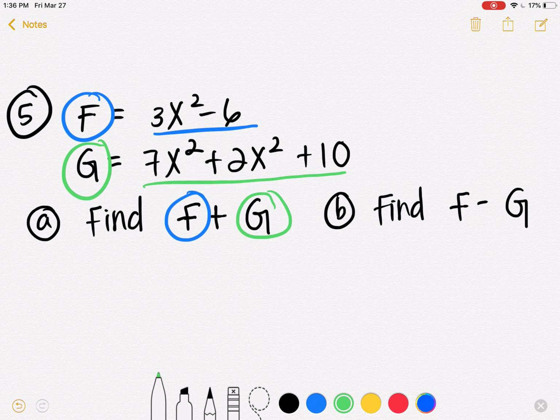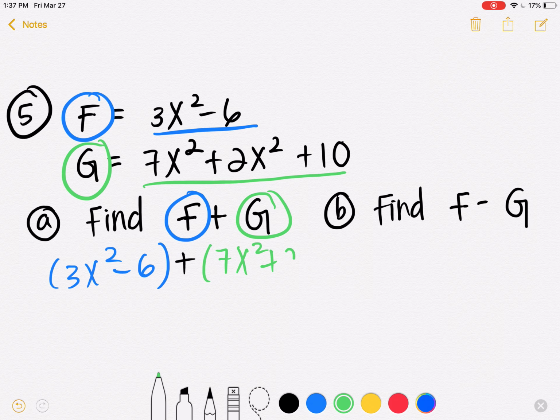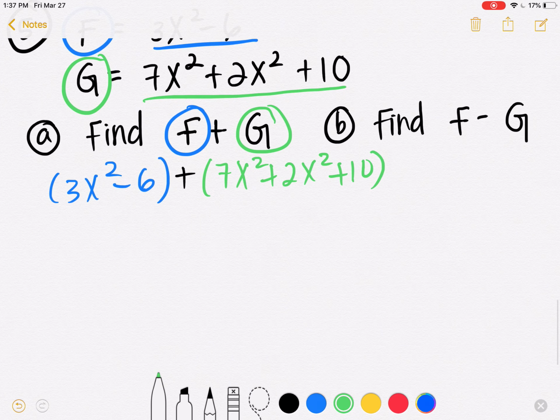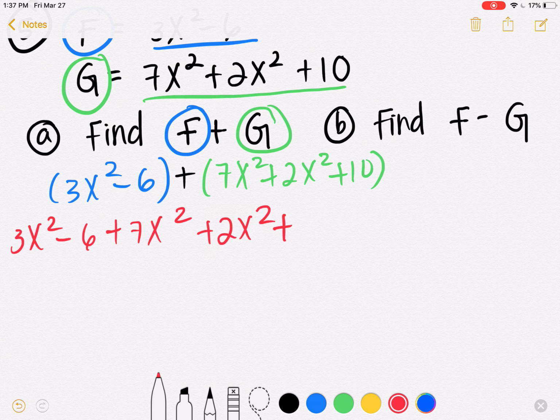Okay, so you're just going to substitute. So what I'm going to do is take my f. I have 3x squared minus 6. By the way, when you substitute, you want to use parentheses. Plus g is 7x squared plus 2x squared plus 10. Okay, and then just combine. So just like the last problem, when you have addition in the middle, you just bring everything down. 3x squared minus 6 plus 7x squared plus 2x squared plus 10.